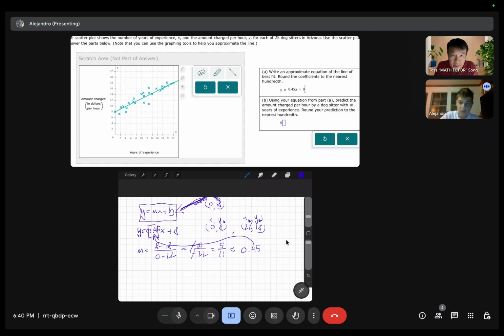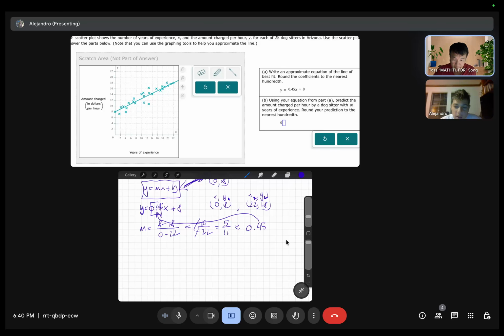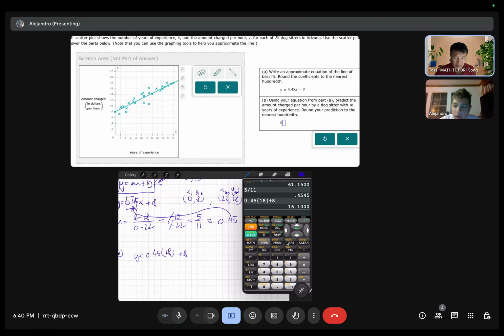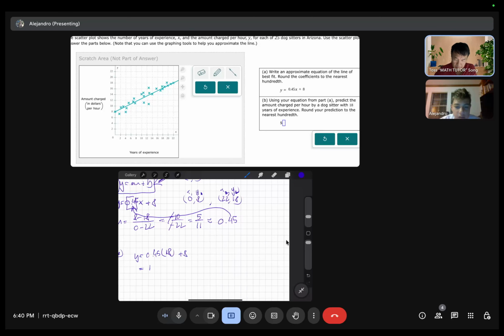Plus 8. Okay. And then we're going to use that by plugging in 18 for x. For the b, this is the a. So we're going to do y equals 0.45 times 18 plus 8. Let's see. 0.45 times 18 plus 8. So it's going to be 16.1.